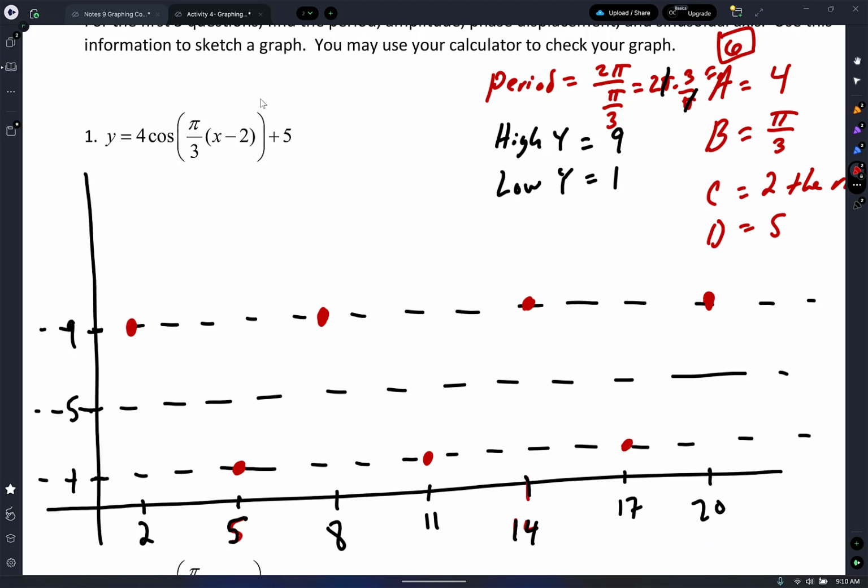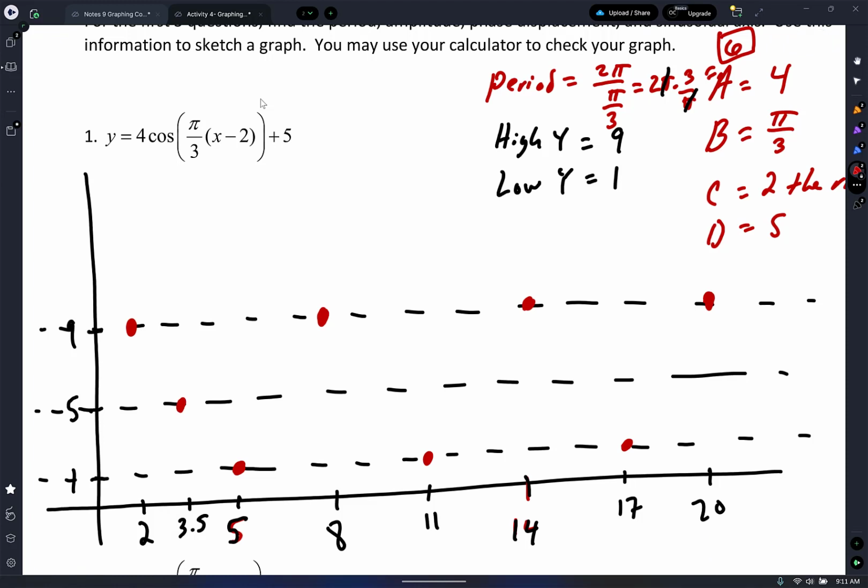Right between the max and the min, I have a point of inflection, and it happens at the midline. So between the 2 and the 5, it is going to be a decimal. What's right smack in the middle between 2 and 5? Yeah, 3.5. At 3.5, put a point.